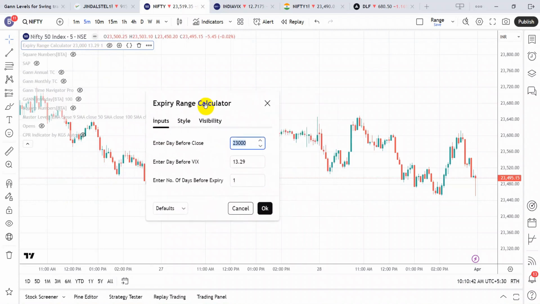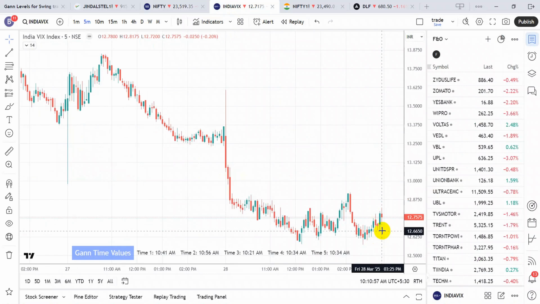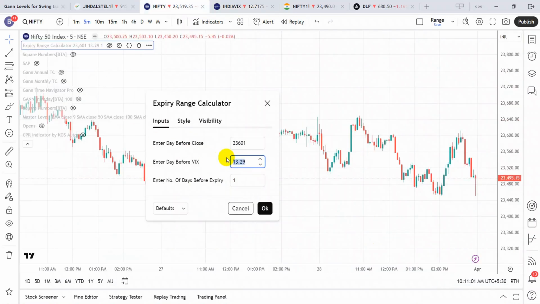Both you can enter if there is a big gap up or gap down. On Friday there was no big gap up or gap down. The previous day's close was 23,601, so we'll put 23,601 here. If there is a gap up or gap down of more than 50 points, then you have to use the open price. Then you have to use the India VIX. India VIX closed on the previous day at 12.78. We'll put that value.